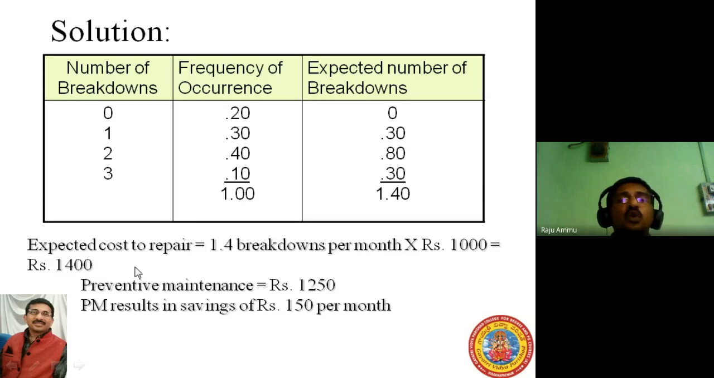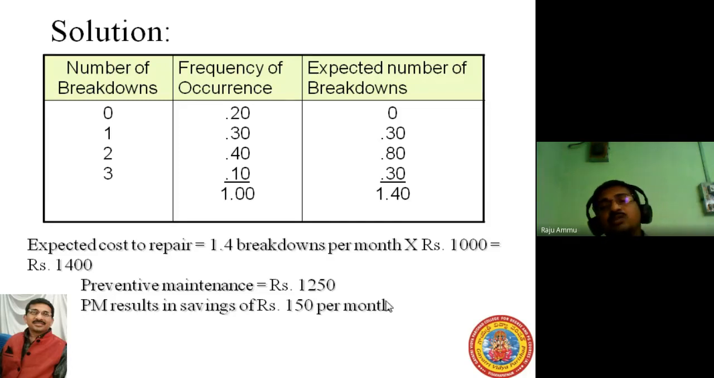So if you are going for breakdown maintenance, it is costing you 1400. Now what is said in the problem is, the preventive maintenance is only 1250. Which one would be better? Breakdown maintenance is costing you more and preventive maintenance is costing you less. Preventive maintenance results in a savings of 150 per month. This is only 1000 rupees we are talking about. The maintenance costs in big organizations may be in lakhs of rupees generally, so the savings also will be in lakhs of rupees if you compare like this.